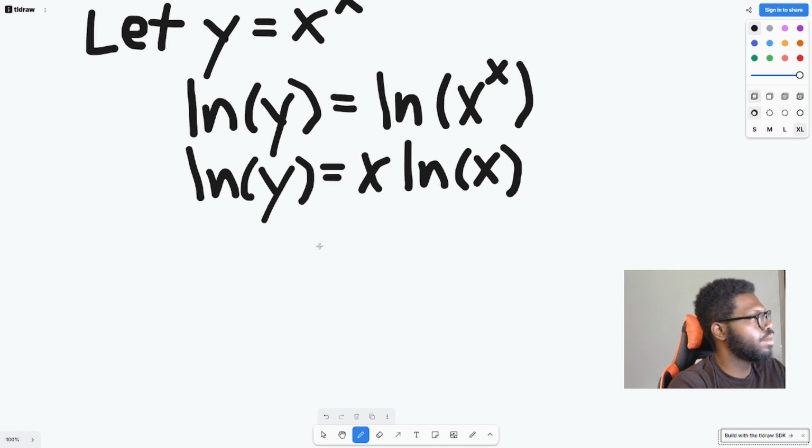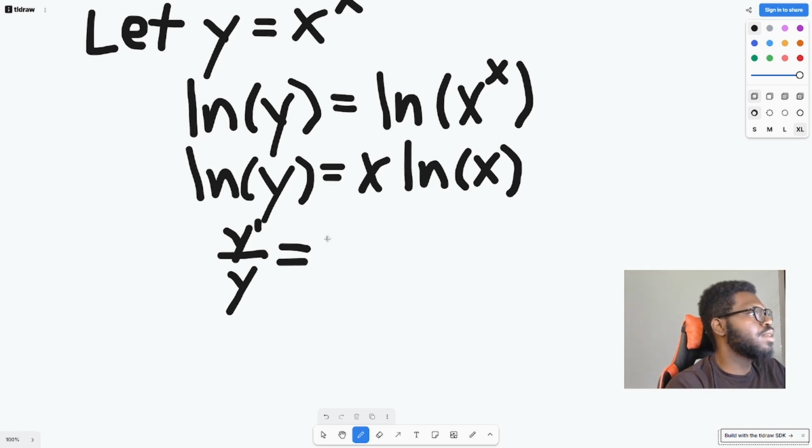Since we're trying to differentiate, we want to find y prime, since y is x to the x. So it makes sense then that we would try to differentiate both sides to see what we can get. When we differentiate the left side, we're going to get y prime over y. This is from the chain rule. The derivative of ln x is 1 over x. So the derivative of ln y is just going to be 1 over y times the derivative of y.